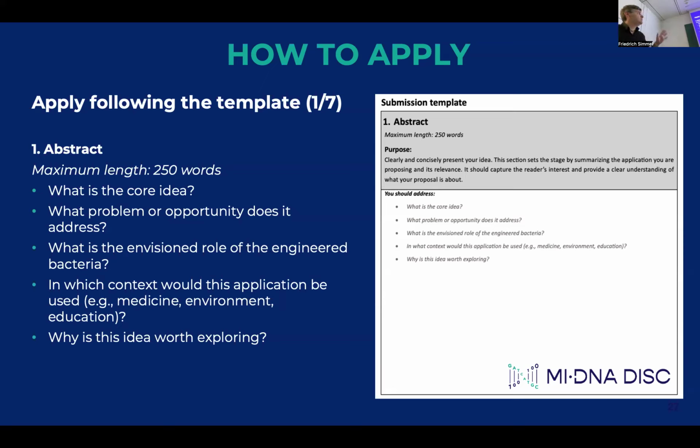The abstract must be maximum 250 words. And you have to try to answer the main questions that the abstract asks, like, what is your idea? What's the problem or the opportunity this idea addresses? What is the role of the engineered bacteria in the project? And also in which kind of context you see your idea? Medicine, environment, and why this idea can be explored. This is just the abstract.